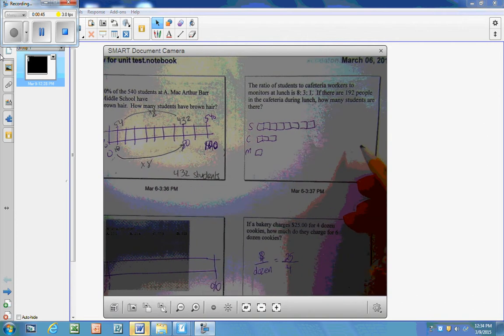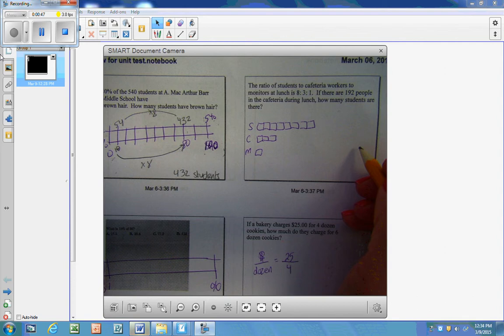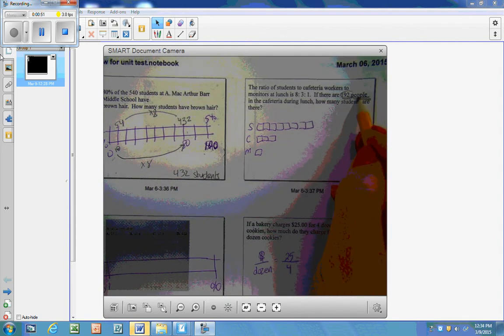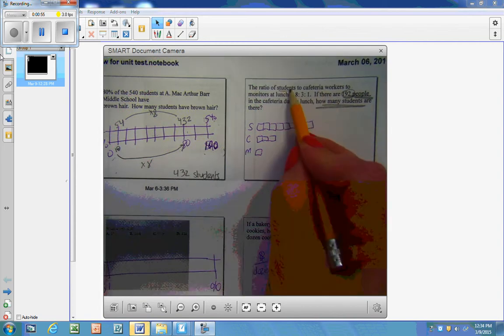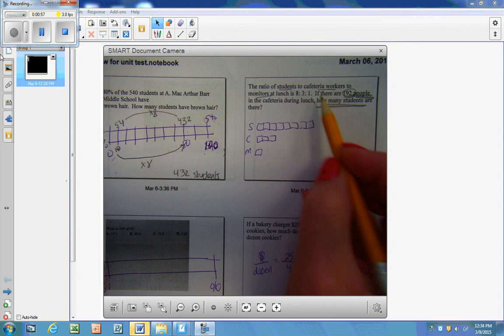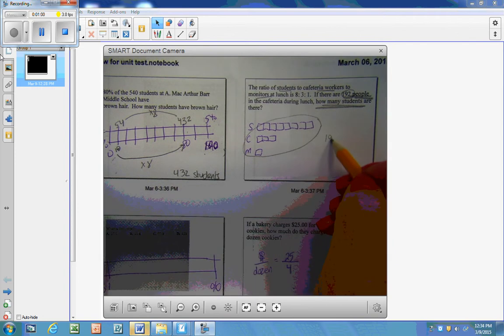Okay, the one right next to it: the ratio of students to cafeteria workers to monitors at lunch is 8 to 3 to 1. If there are 192 people in the cafeteria during lunch, how many students are there? So there's 192 people, and we're looking for how many students. So all of these are people, students, cafeteria workers, monitors. So that would be everybody is 192.